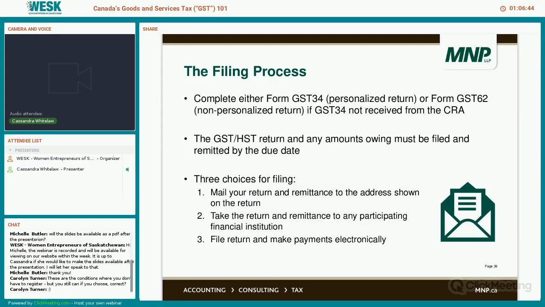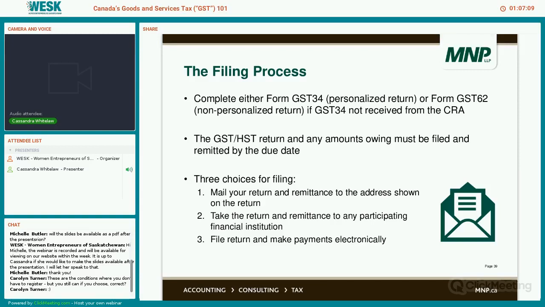So when you actually go to file your return, you'll be completing either Form GST 34, which is a personalized GST return, or if you don't receive that return from the CRA, then you need to fill out Form GST 62. The GST return and any amounts owing must be filed and remitted by the due date, so I'll get into due dates on the next slide. There are 3 ways you can file your return.